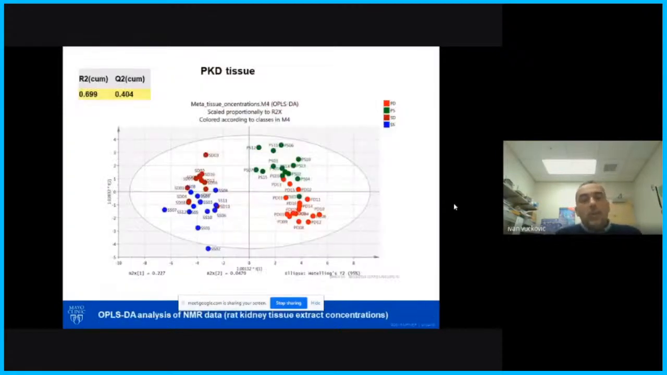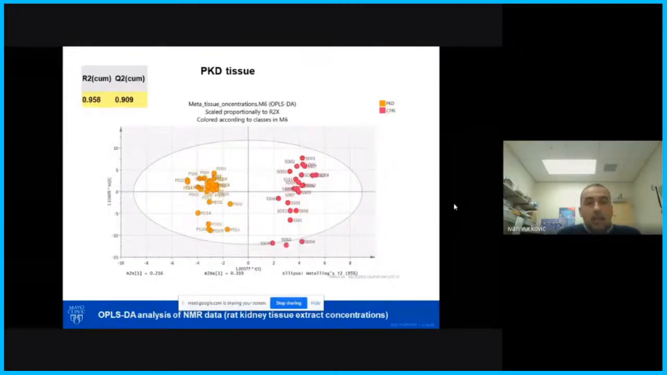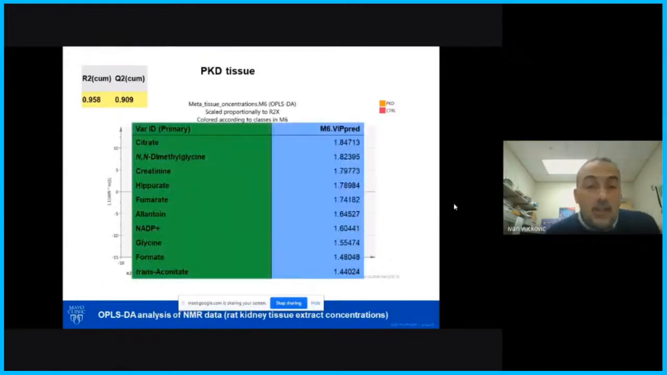If we apply OPLS-DA on the profiled concentrations using Chenomx, we can see how well they are separated. And if you combine control and PKD, we can get even better separation. And those are the metabolites that are associated with these differences. On the top is citric acid, and you can see other TCA cycle metabolites there as well.